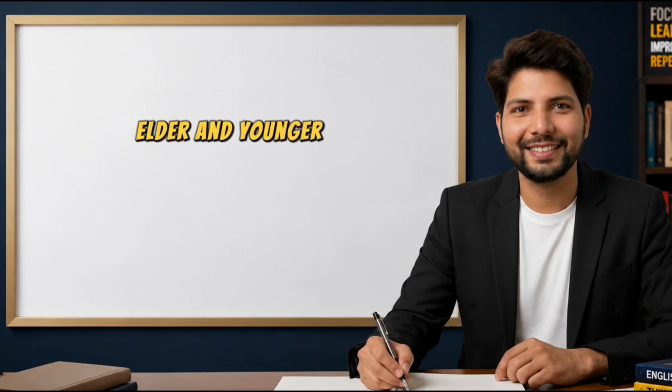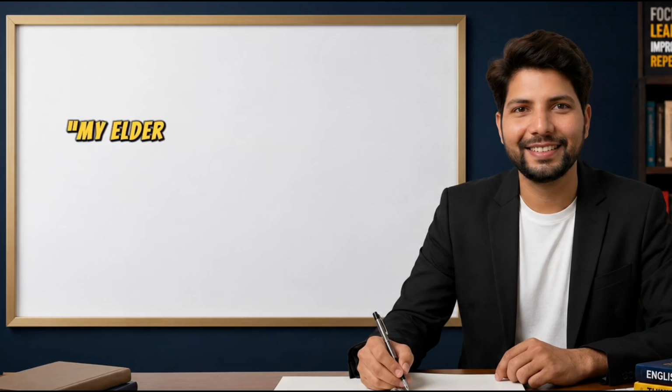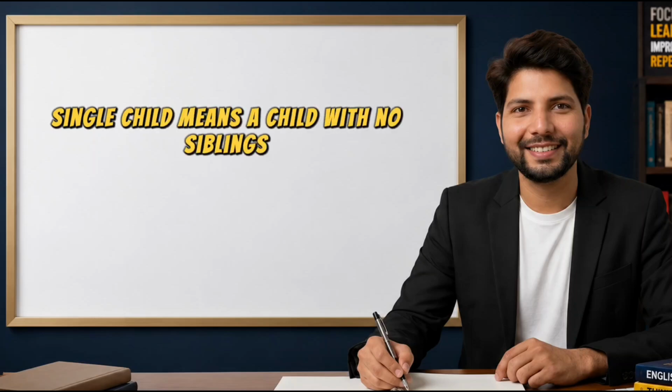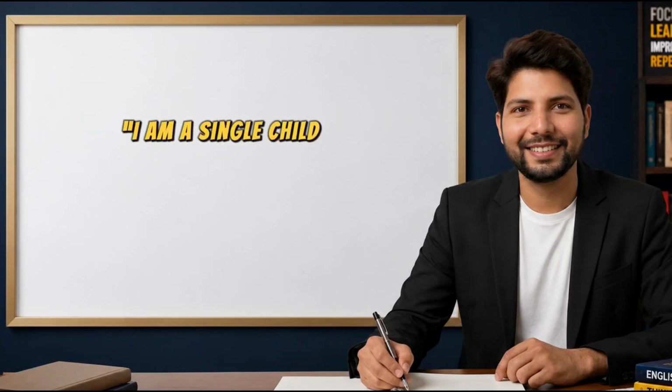Elder and younger. Elder means older. Younger means less old. Example, my elder brother is a doctor. My younger sister is in school. Single child means a child with no siblings. Example, I'm a single child.